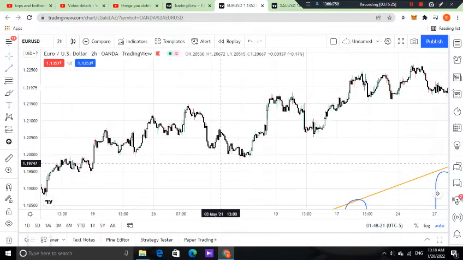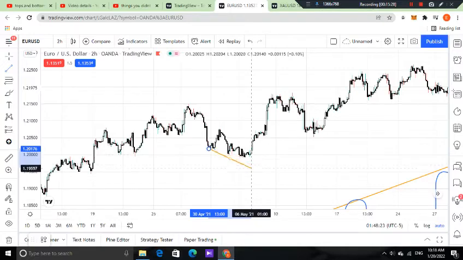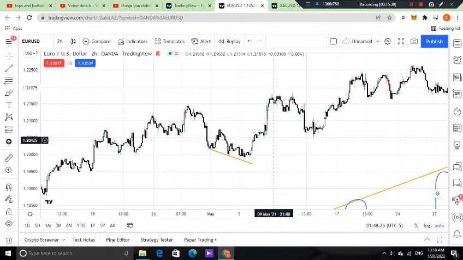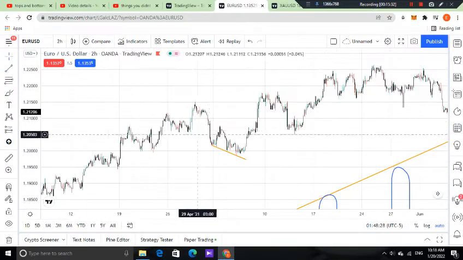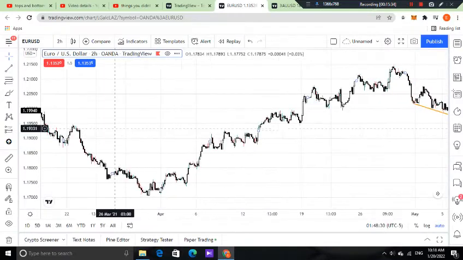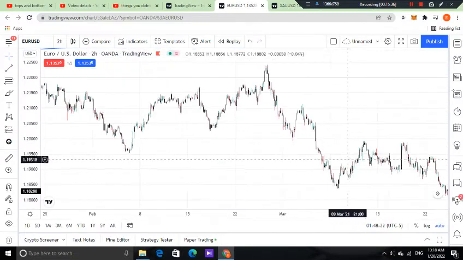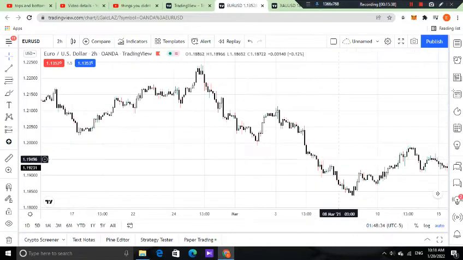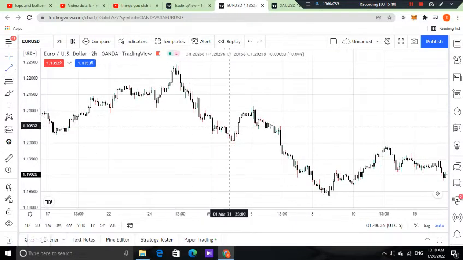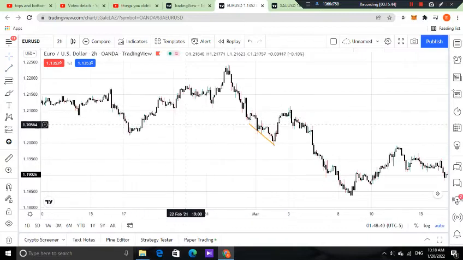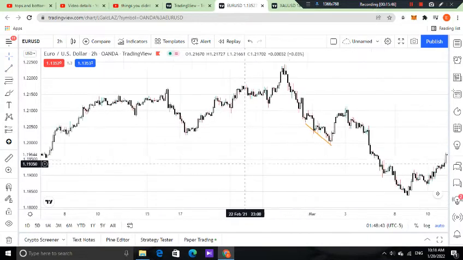This one is absolutely a wedge. Yeah, some of these wedges are hard to find, but you can try. This one, 3 pushes down.